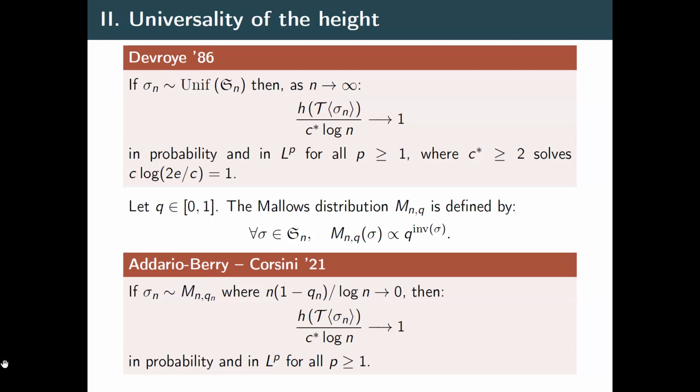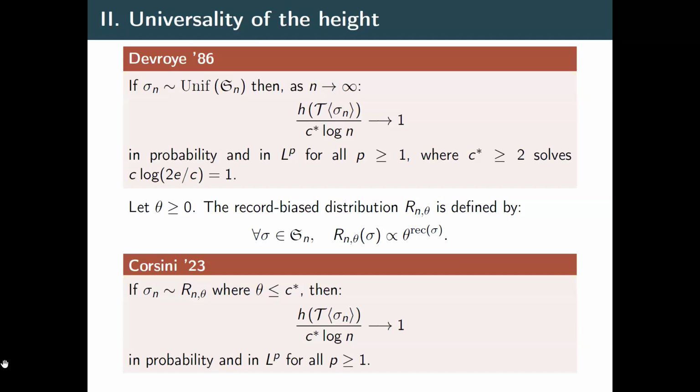And for this distribution, Luigi Dario-Berri and Benoît Corsini could prove that if Q is close enough to 1 in this precise sense, then we have the same asymptotic equivalent for the height of the BST. Now, Benoît Corsini also studied another Gibbs distribution, which is not biased by the number of inversions, but by the number of records. It's called the record bias distribution. He could also prove that for some range of parameters, we have the same asymptotic equivalent for the height of the BST.